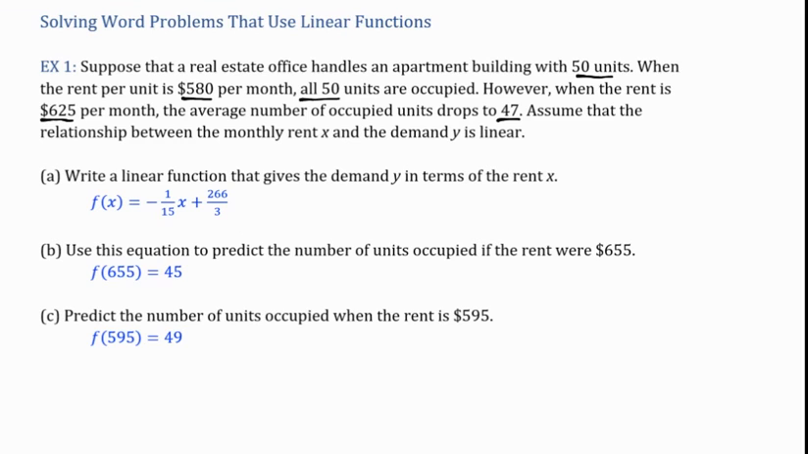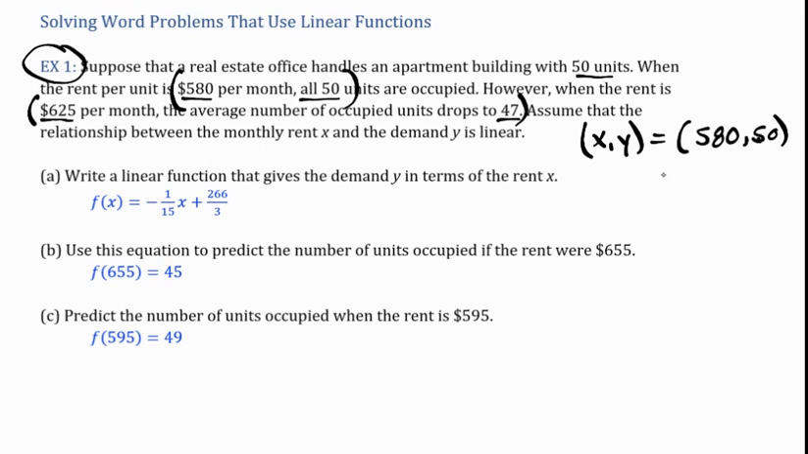So what we have here with this example is just like the last one we finished, example 3 of the generic problems, where we have two sets of points, and from the two sets of points, we write the linear function, and then we can solve some problems with it. So our first point has an input value of 580 and an output value of 50. So if I were to write this as x, y equal to 580, comma 50. And then our next point or ordered pair is 625 as the input and 47 as the output.